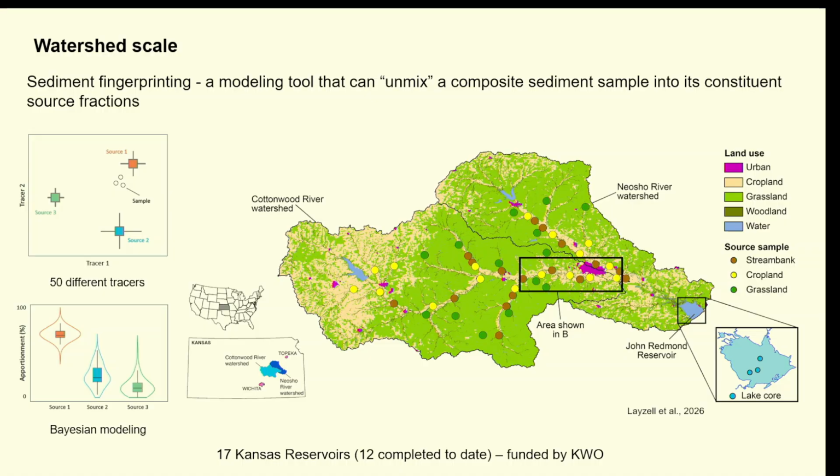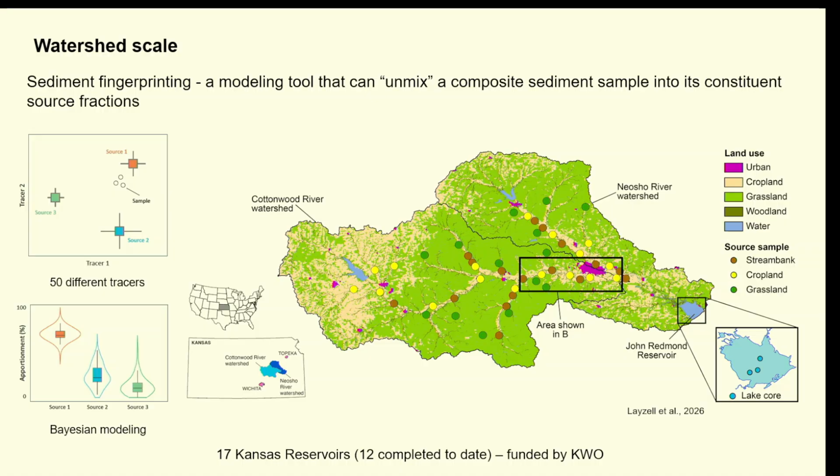One of the ways we can tackle this is to do sediment fingerprinting. Simply, it's a modeling tool where you can unmix a composite sediment sample into its constituent source fractions. So our composite sediment sample is going to be our reservoir sediment, and the source fractions we look at are stream banks, cropland, and grassland.